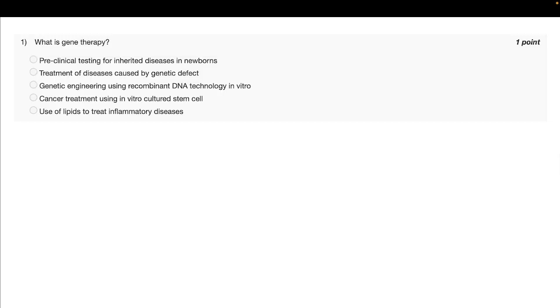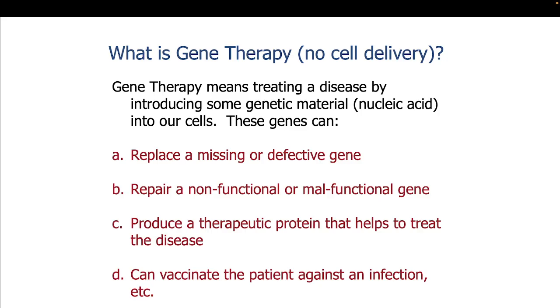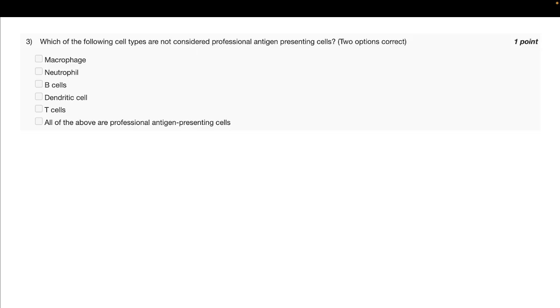So the first question was, what is gene therapy? The correct answer is treatment of diseases caused by genetic defect. You can read about this in the slide. Then we discussed which of the following cell types are not considered professional antigen presenting cells. The correct answer was neutrophils and T cells, because these are not antigen presenting cells. The antigen presenting cells are macrophages, dendritic cells, and also B cells. These are not professional antigen presenting cells.